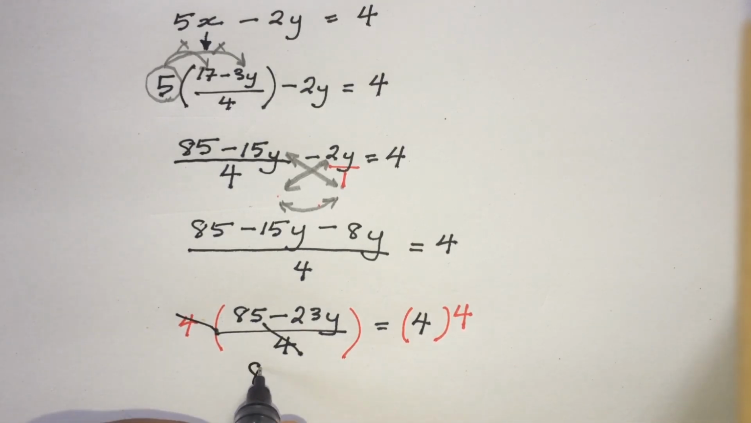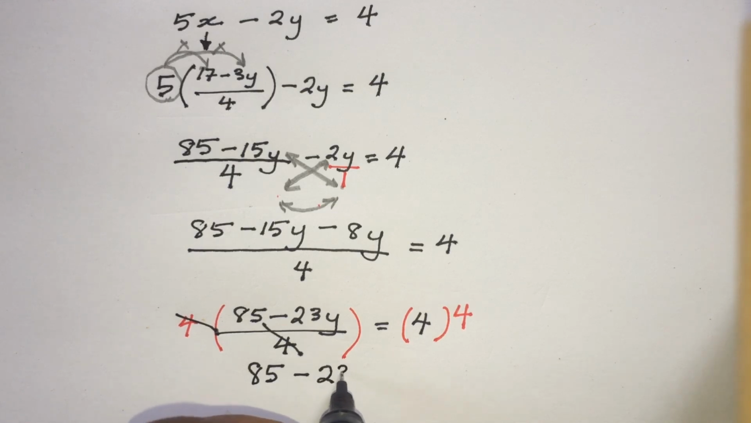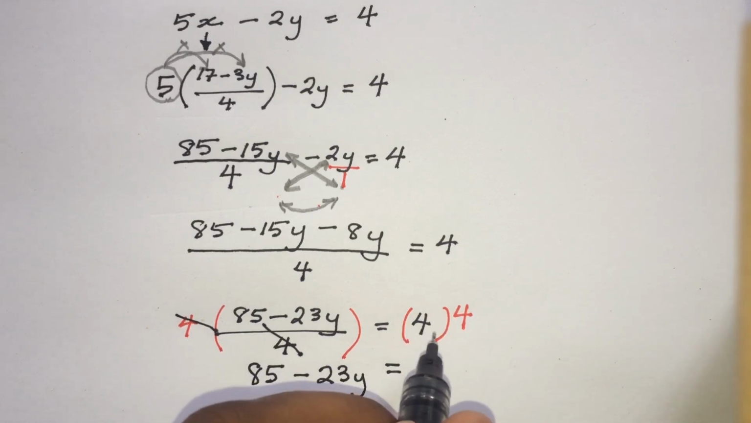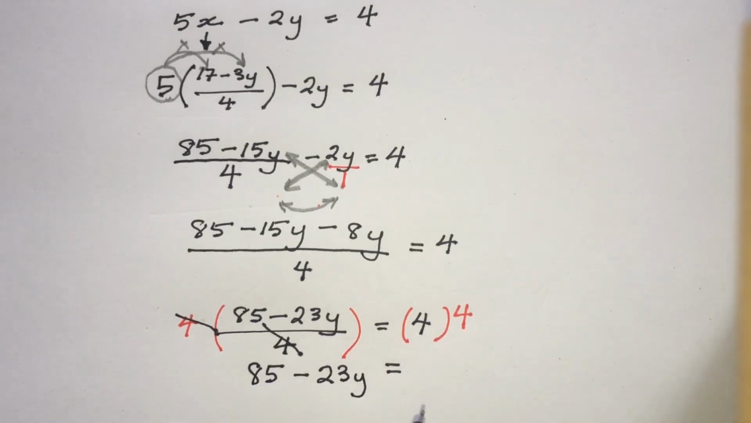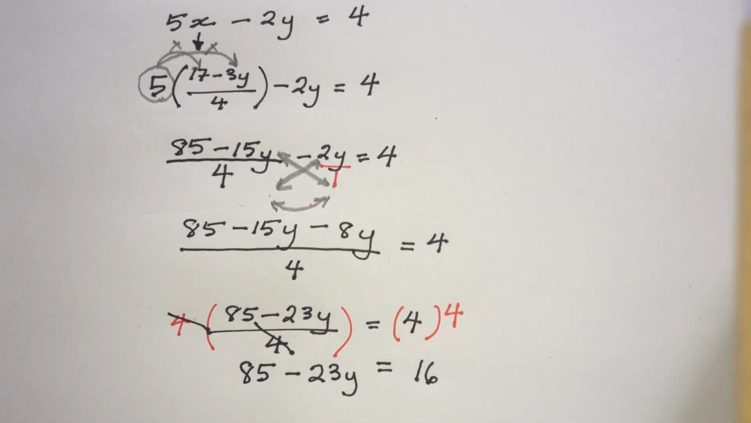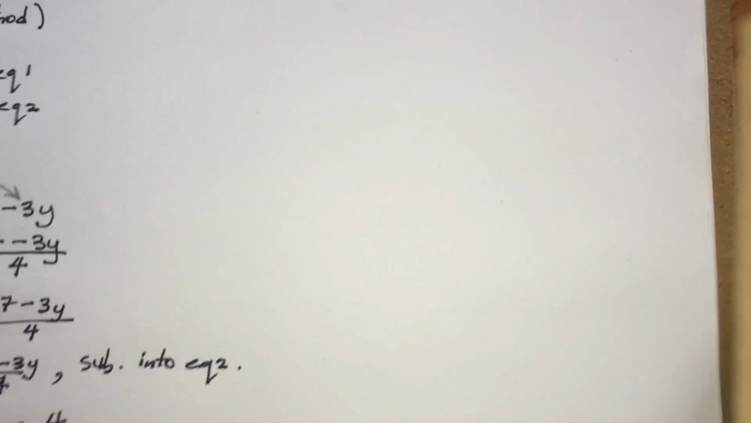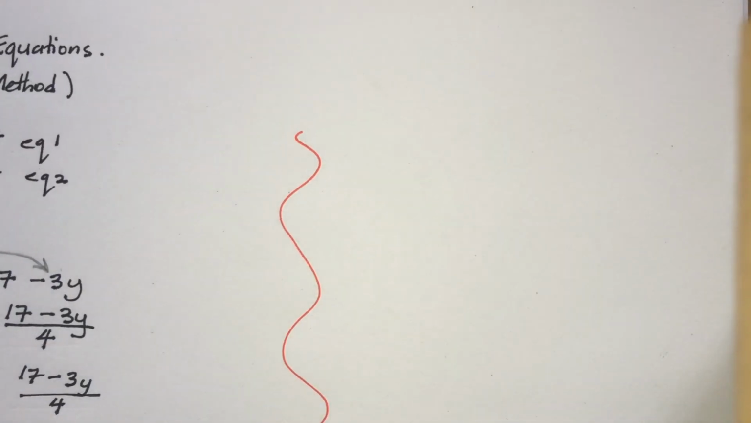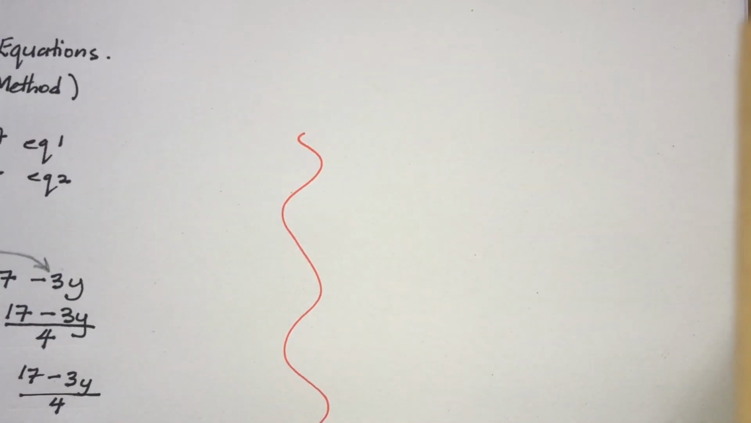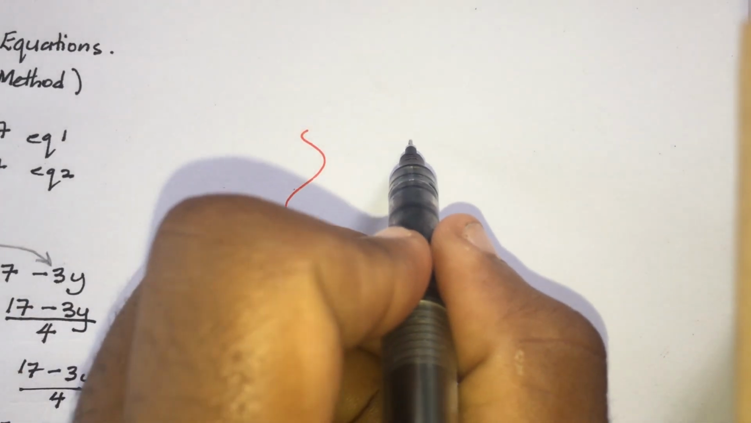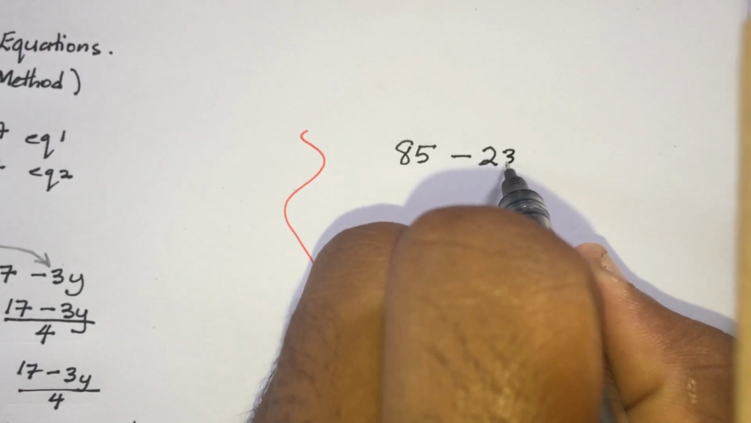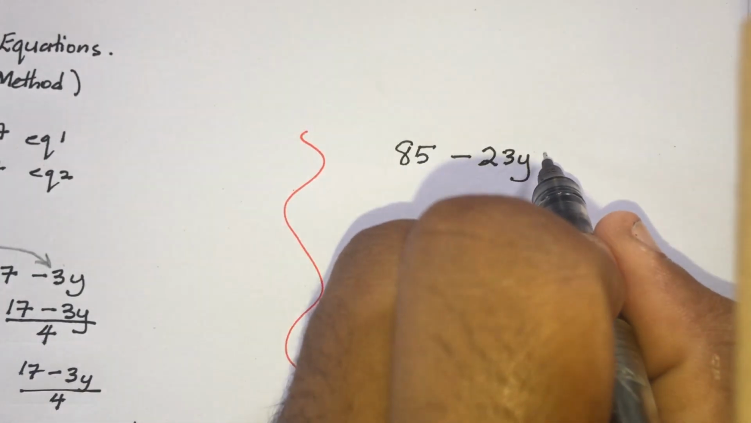So we're going to have 85 minus 23y, and that's going to be equal to 4 times 4. Remember, brackets like this mean to multiply. So 4 times 4 is 16. Great. So I need a little more space, so I'm going to come over this side. So we're going to have 85, and we're subtracting 23y from that. And that should give us 16.